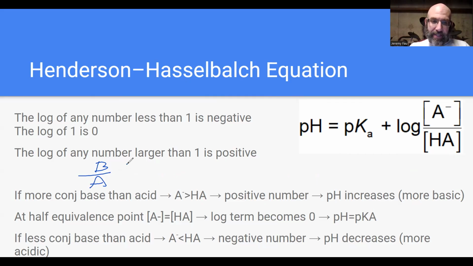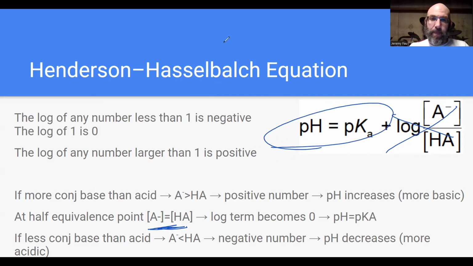If this is less than 1, meaning there's more acid than base, the log of any number less than 1 is negative. That means this back term is negative. Now we're going to subtract. The pH is less than the pKa. This is technically before half equivalence. When they are the same, this whole back thing disappears and you're left with just that.